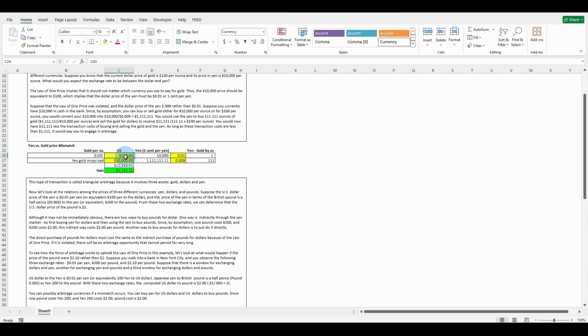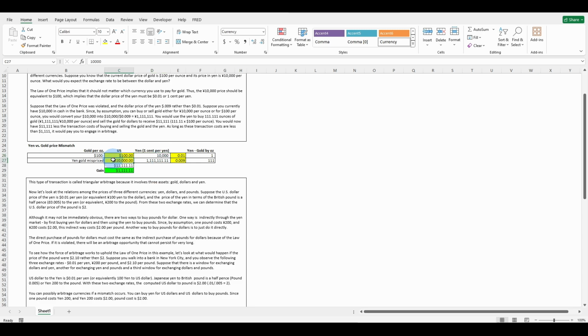Anyway, yellow means hard-coded. That means you put this information here. Here's 10 grand, C26, 10 grand. Yen was at 1 cent. You get C26 equals 10,000 yen. You go to Japan. You take your $100 to an exchange place. They're going to give you 10,000 yen.